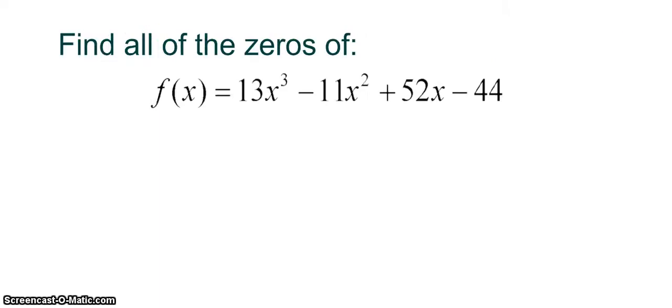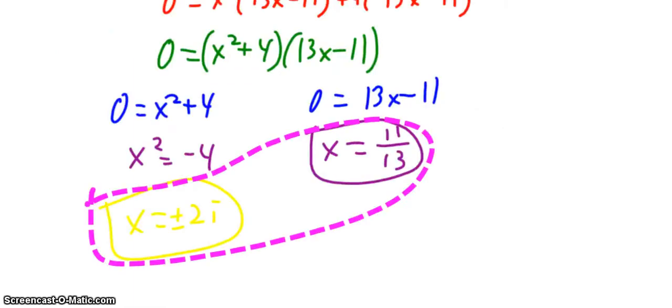Okay, so I want you to find all of the zeros of this polynomial. Pause the video, unpause when you're ready to check your work. Okay, so here you should end up with plus or minus 2i and 11/13 as your zeros. So how did you get that?